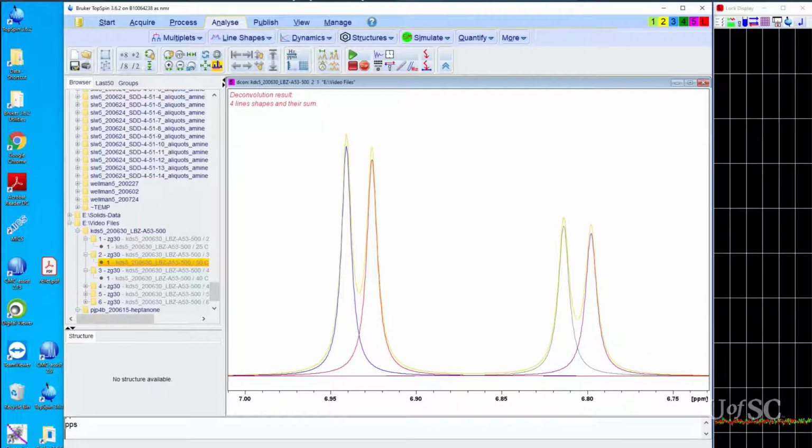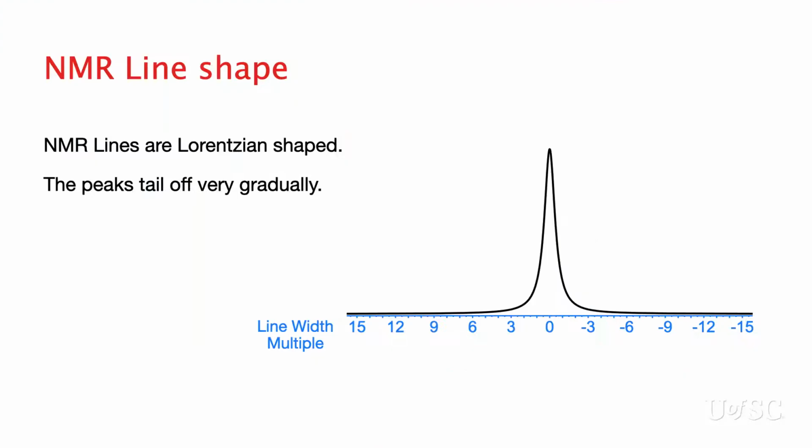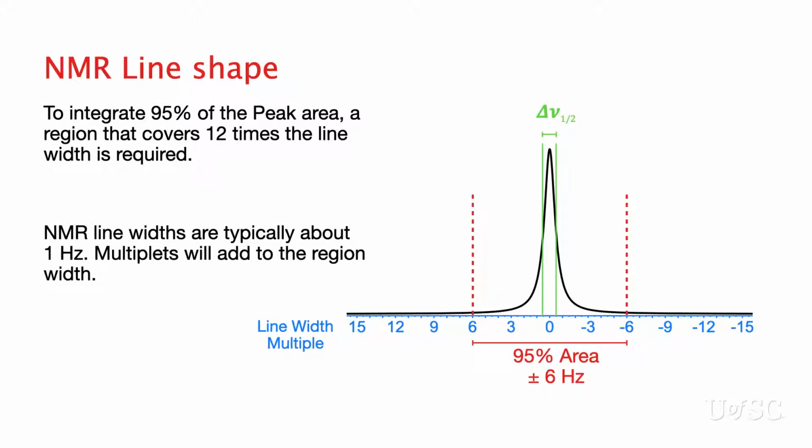Let's first look at what makes NMR lines difficult to integrate and get accurate quantitative results. In theory, and extensively in results, NMR resonances have a shape that follows a Lorentzian function. This shape is characterized by a sharp top but a very broad baseline that tails off for a long distance from the center. For this reason, a very wide integral region is needed to measure the area of a resonance. To measure 95% of a Lorentzian peak's area, the width of the integral region needs to include 6 times the line width at half height on both sides of the peak.